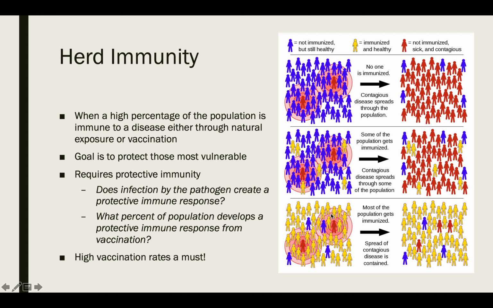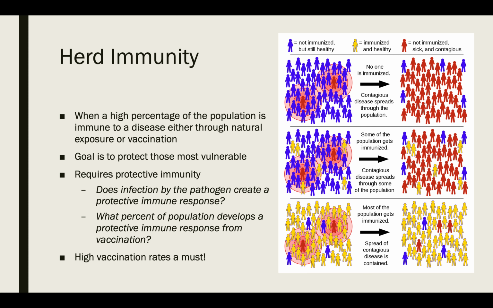So if you think of these people that are unimmunized but still healthy, now imagine they have something like leukemia, and so they can't get vaccinated because they wouldn't be able to mount an immune response, and their immune system is suppressed, like they don't have a good immune system. If they're surrounded by these people who have all been immunized, they're protected. So the goal of herd immunity is to protect those that are most vulnerable.